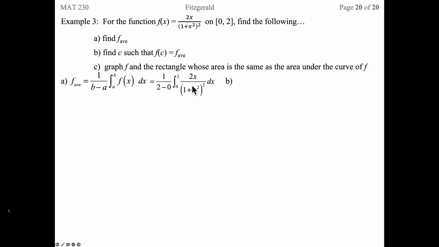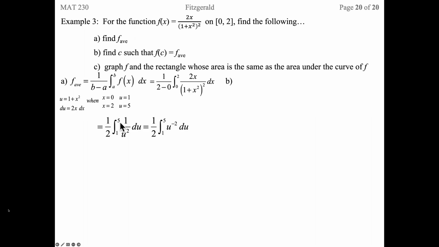Okay, we need to do a u substitution here. 1 plus x squared, that's going to be my u, and I take the derivative of that. Well, the derivative of 1 is 0. The derivative of x squared is 2x, which happens to match my numerator. So I have everything I need, except we're going to change the boundaries. When x is 0, u is 1. When x is 2, 1 plus 2 squared, or 4, is 5.